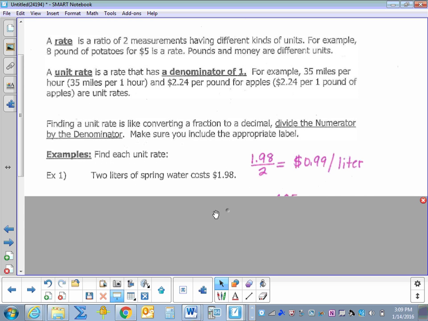Example 1, 2 liters of spring water costs $1.98. So to write that as a unit rate, we would go $1.98 divided by 2, which is 99 cents per liter.